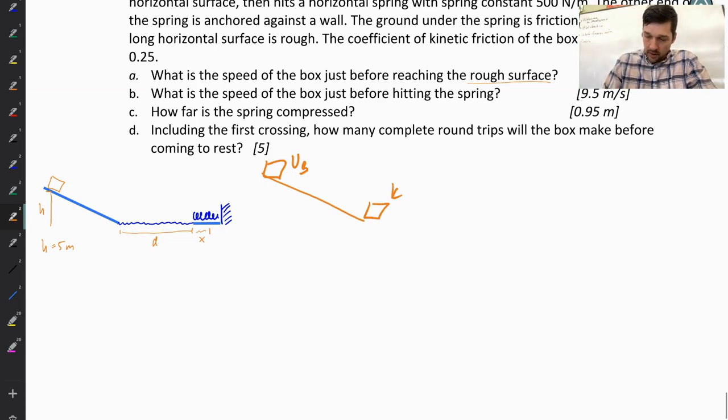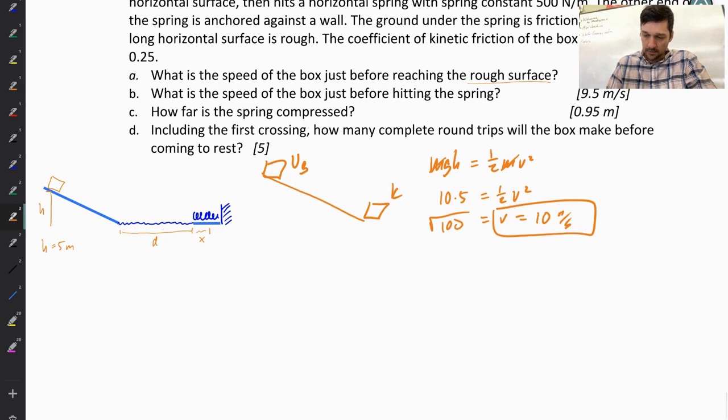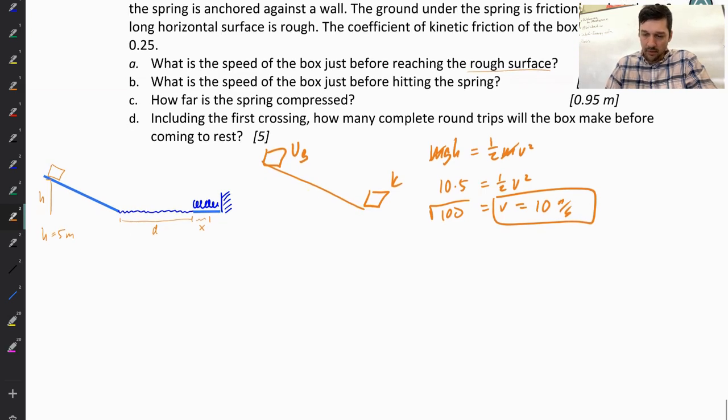And so we've got mgh turning into 1/2 mv squared. Get rid of the masses, so gh, which is 10 times the height of 5, equals 1/2 v squared. v is going to be the square root of 100. Wasn't that nice? So the velocity is going to be 10 meters per second. All right, part A, piece of cake. What is the speed of the box just before hitting the spring?